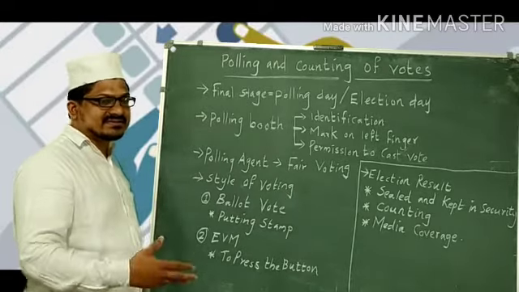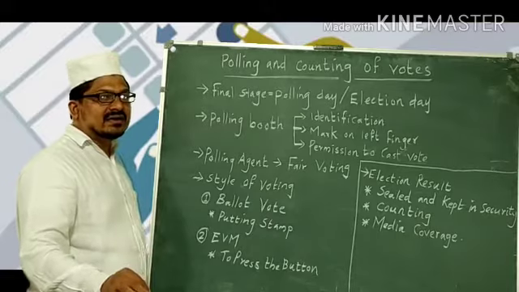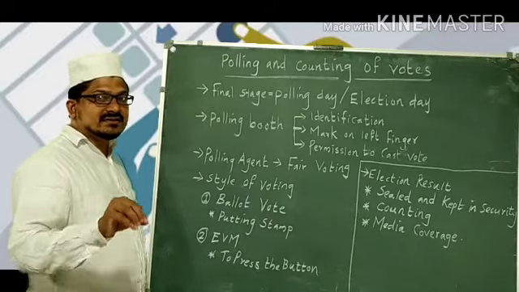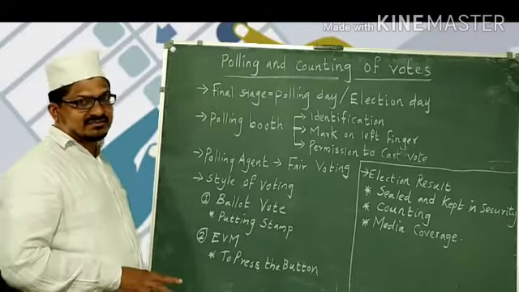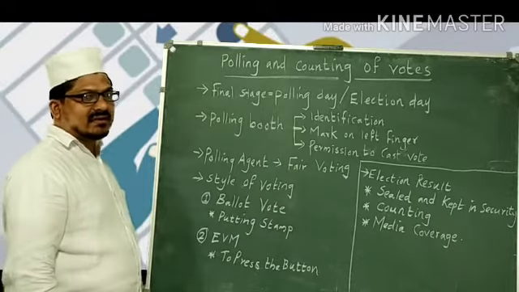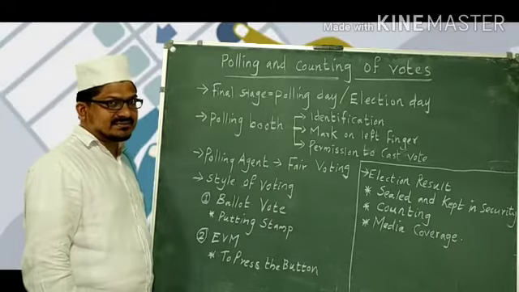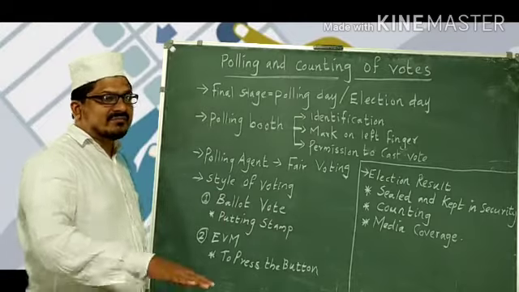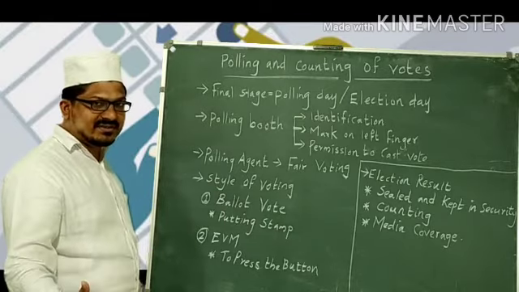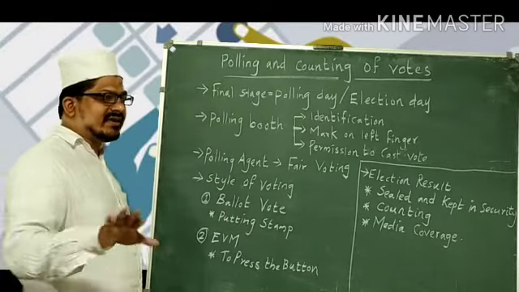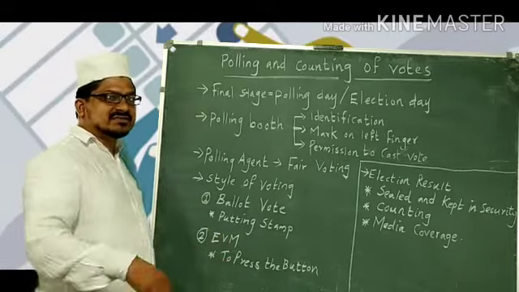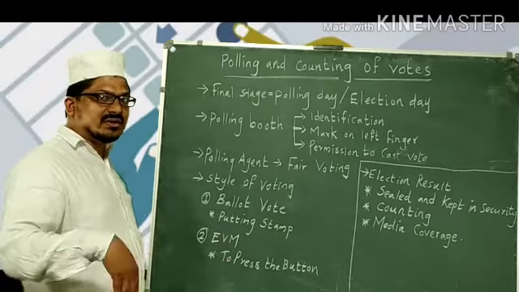For that process, an officer will switch on the voting machine, then we can cast our votes. After our voting, the machine will be switched off, and whenever the next voter comes, the machine will be switched on.